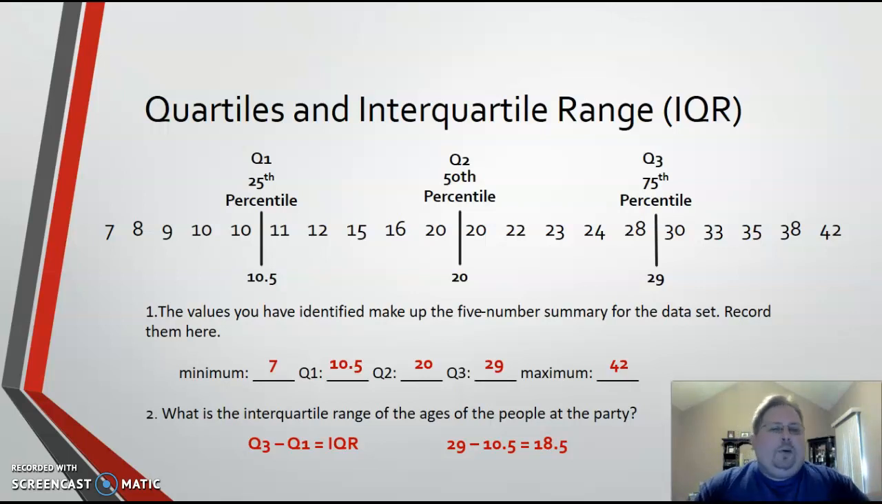If you were looking at a party of just you and your friends, and looking at your ages, the interquartile range for your ages would be much smaller because you all are similar in age. Your ages aren't as spread out as these are.